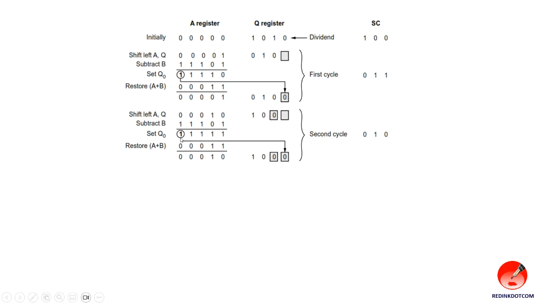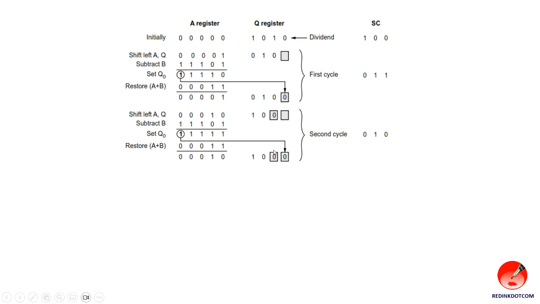I can check the sign bit of the A register. This is 1 again, so I can put the 0 in the Q0 position and do the restore operation. I already told you the restore operation is nothing but adding the actual divisor value, and you can get this old value. So this is the second iteration.